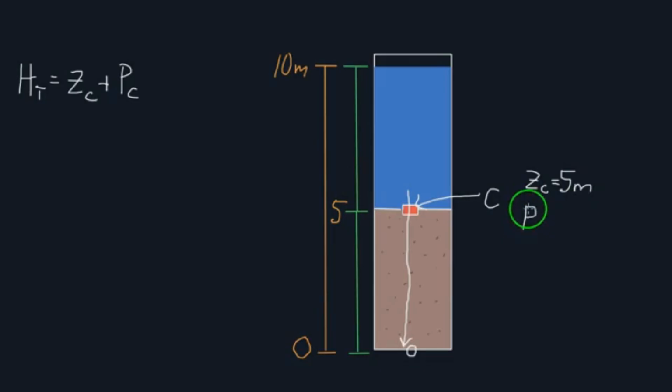Now let's look at our pressure head at C. Well, how much water is on top of our measuring point there at C? It's 5 meters, right? There's 5 meters of water above our point C that are exerting pressure on our point C, right? So that's our pressure head. It's 5 meters of water exerting pressure on our point that we're measuring. So our pressure head at C is 5 meters. So back to our equation, our total head equals 5 plus 5, which equals 10 meters.